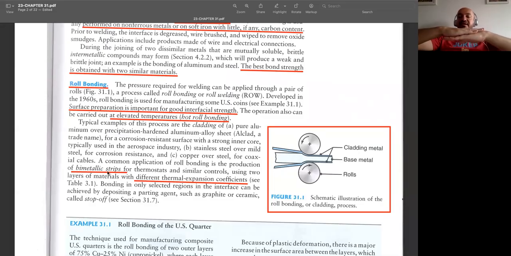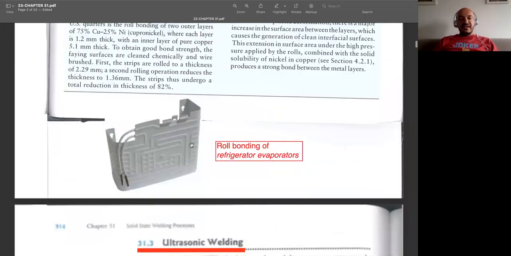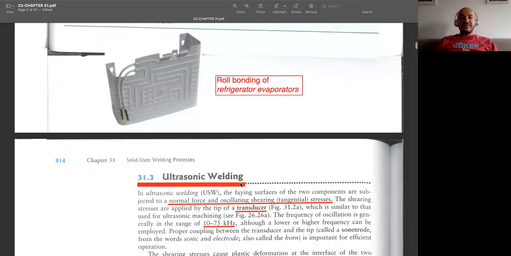In bimetallic strips, we usually have different materials with different mechanical properties, like different thermal expansion, joined together with the help of this simple process. Another example might be joining pipes onto sheet metals. This is highly utilized in the manufacturing of refrigerator evaporators.